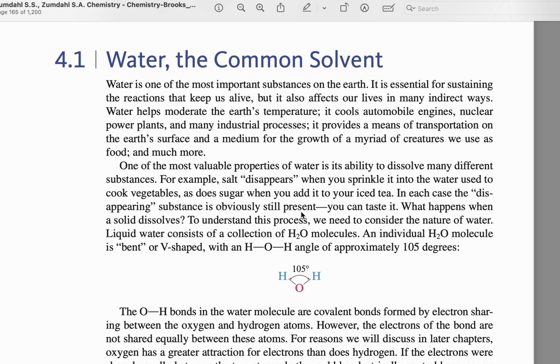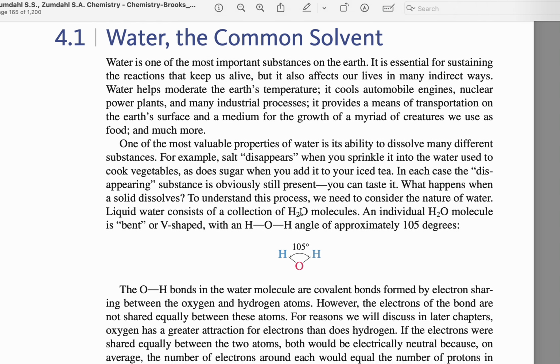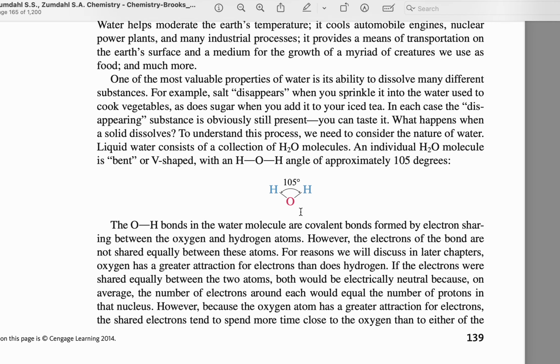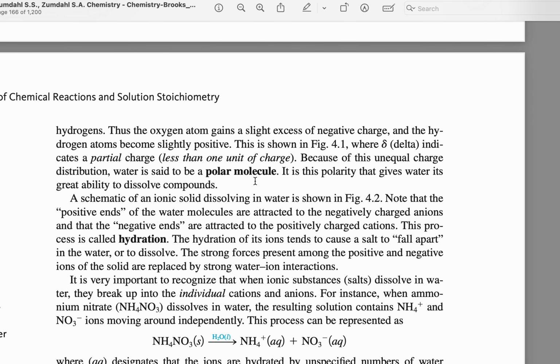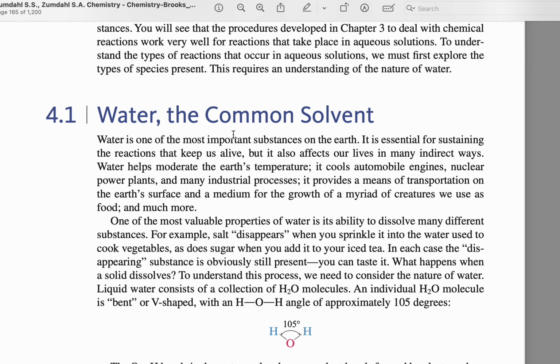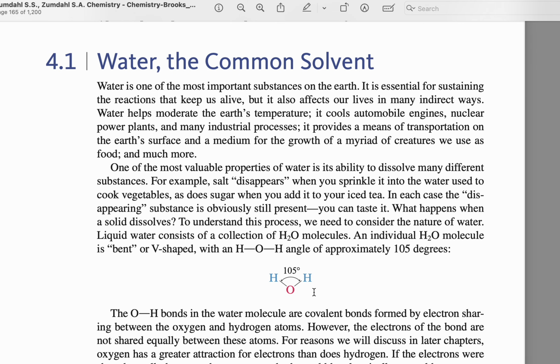The reason why water is the common solvent is because it has a valuable property that allows it to dissolve other like substances. And these properties all come from hydrogen bonding. So that's what is so unique about water. And we also have to note that water is a polar molecule. And a polar molecule means that within this molecule, there are differences in the charge.